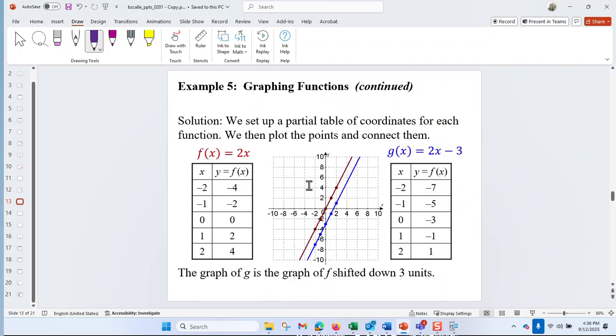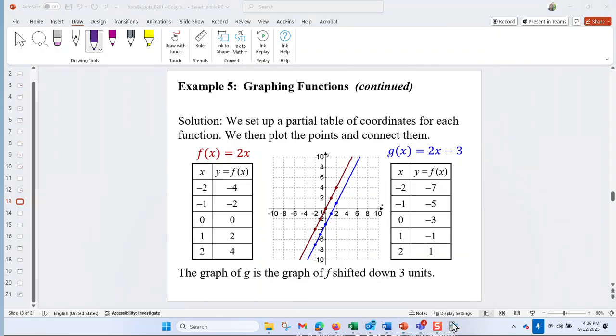Okay, so we can see this one. You can do a little bit of calculation. You can pull that when x is 0, y is also 0, right? This one, when x is 0, y is going to be negative 3. So you can pick a few points, do the calculation, and then you can plot them.